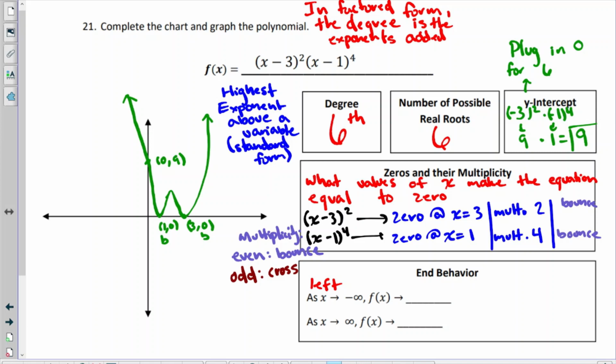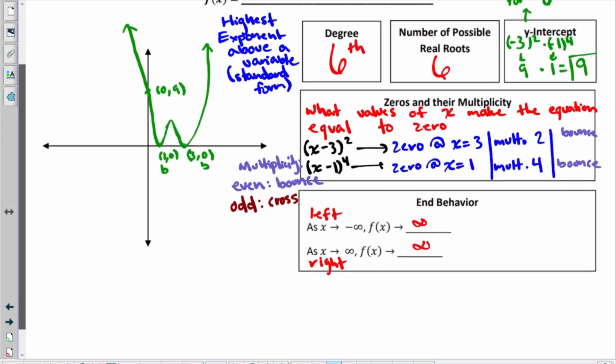So as my x goes to the left, my up and down, my f of x, is going to be going up to positive infinity, okay? And then same thing over here as x goes to the right. In this case, once again, as I continue on to the right, my graph is continuing upward, so f of x must also be going to infinity, okay?